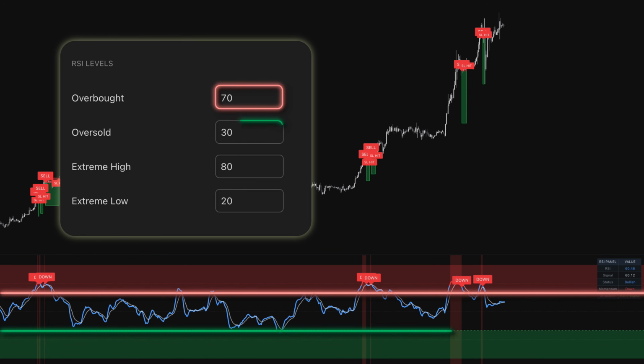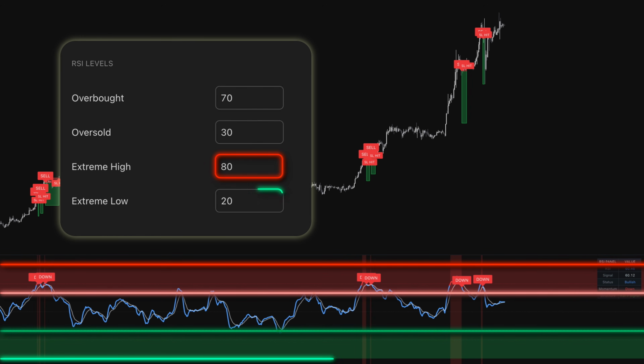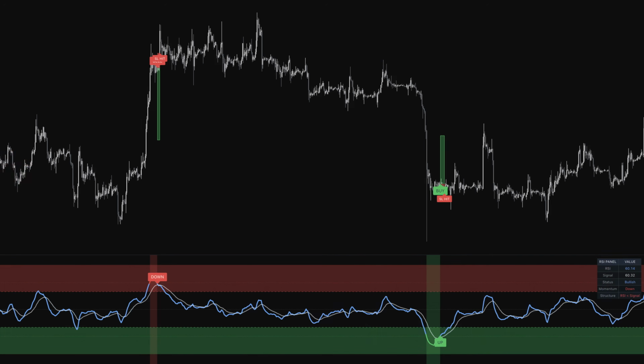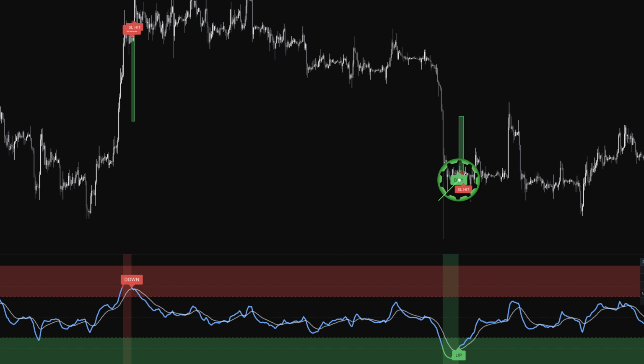The overbought, oversold, extreme high, and extreme low levels are all user-defined, separating the signal trigger zone from the general zone coloring. Signal logic is straightforward. A long fires when the smoothed RSI crosses back up through the extreme low level, and a short fires when it crosses back down through the extreme high.